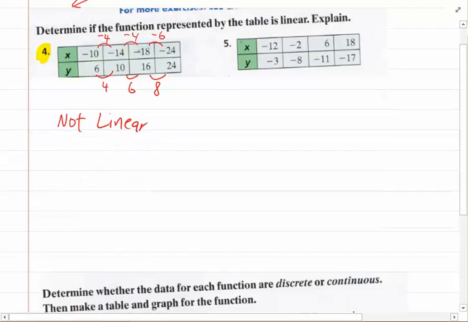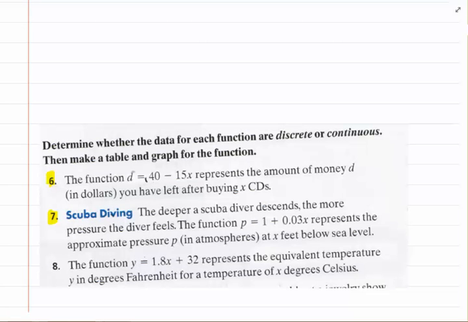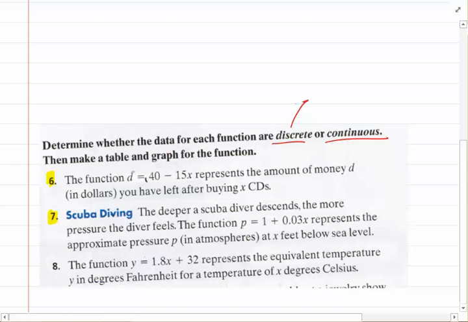Let's move on to number 6 here. Determine whether the data for each function is discrete or continuous. And I want to talk about discrete. Discrete is when you graph data where you cannot have a partial of something. Okay, when you graph gallons of milk, for example, you can't have a partial gallon, right? And we graph that using a dotted line.